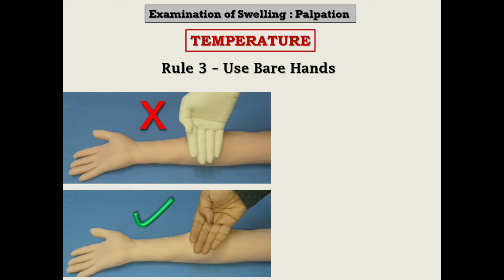Now if you are using gloves during examination of swelling, that's a good thing, but assessment of temperature should be done by direct skin to skin contact. So the best way is that first take the history, then do the inspection, then assess the temperature, then sanitize your hands, put on your gloves, and then proceed for the remaining features of palpation. But the assessment of temperature should be done with the bare hands, not with the gloves.